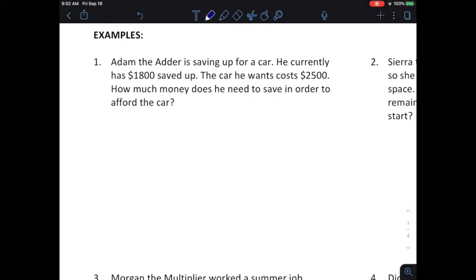Okay, so let's start with what we know. We know that Adam has $1,800, and we know the car he wants costs $2,500. And we know that he needs to save a certain amount of money, which means he needs to add to that $1,800 a certain amount of money, so he has $2,500.